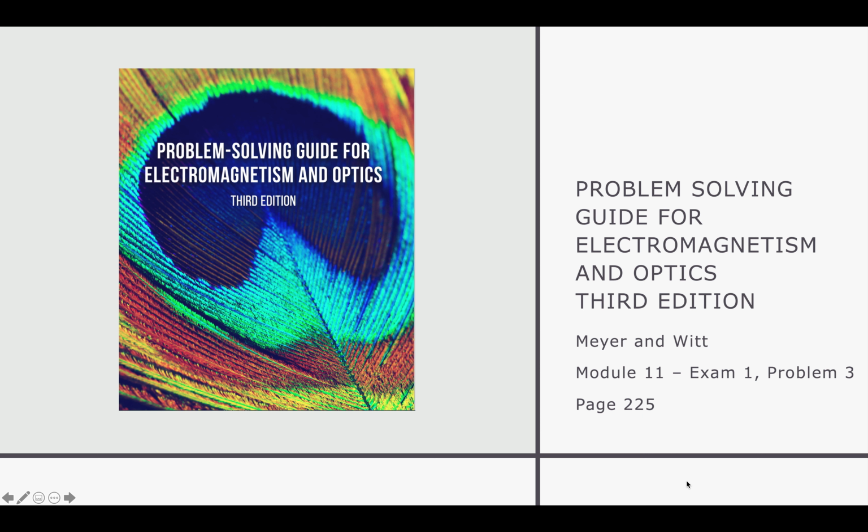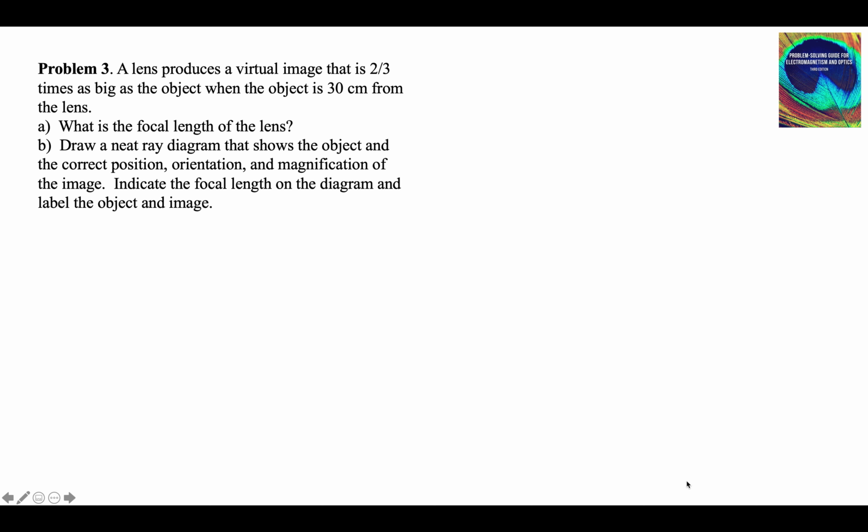This is a walkthrough of problem 3 on exam 1 of module 11 in the book Problem Solving Guide for Electromagnetism and Optics. A lens produces a virtual image that is 2/3 as big as the object when the object is 30 centimeters from the lens. What is the focal length of the lens?